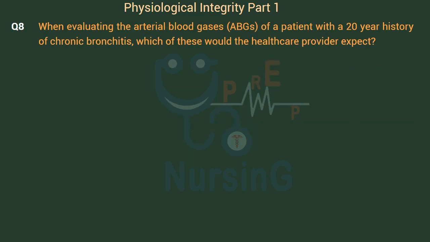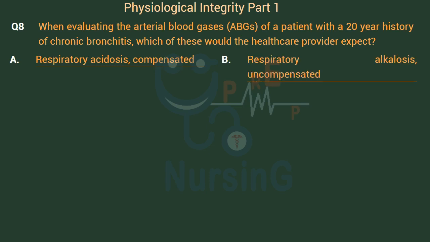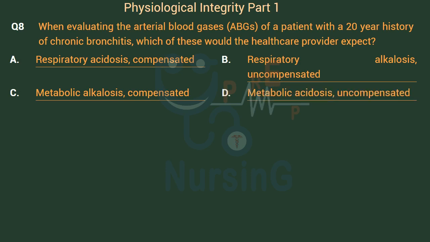When evaluating the arterial blood gases, ABGs, of a patient with a 20-year history of chronic bronchitis, which of these would the healthcare provider expect? Option A. Respiratory acidosis, compensated. Option B. Respiratory alkalosis, uncompensated. Option C. Metabolic alkalosis, compensated. Option D. Metabolic acidosis, uncompensated. Right answer is Option A.